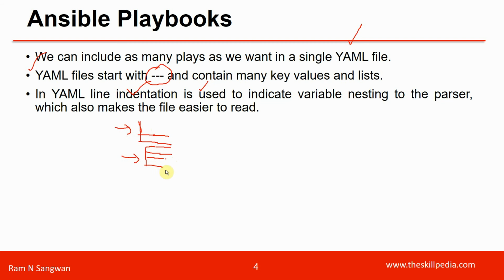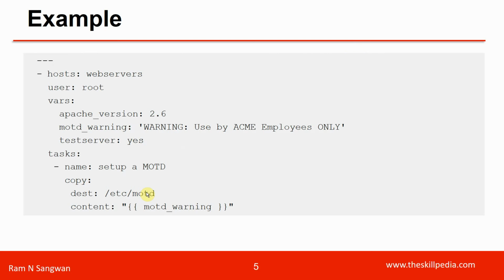So lines are indented, your code is indented to create one block. Like if this code has one sub block, then that will be indented inside. So this indentation identifies that we are starting a block. Indentation in YML is used to indicate variable nesting to the parser, which also makes the file easier to read. That increases the readability of your code.